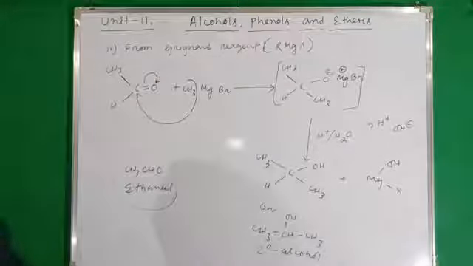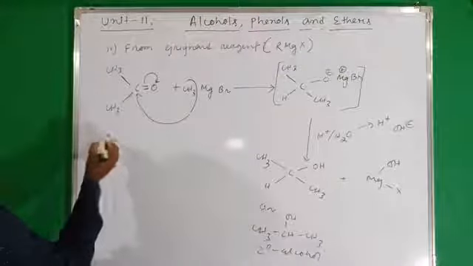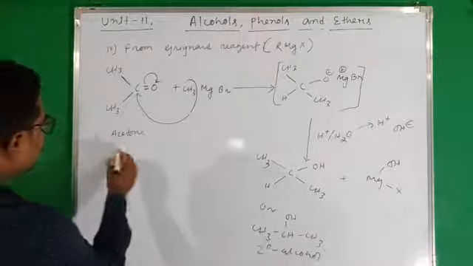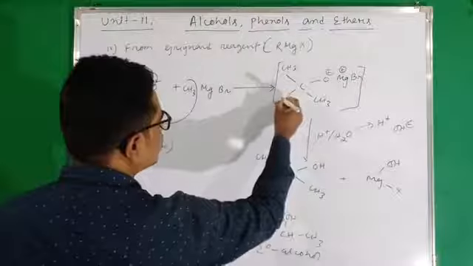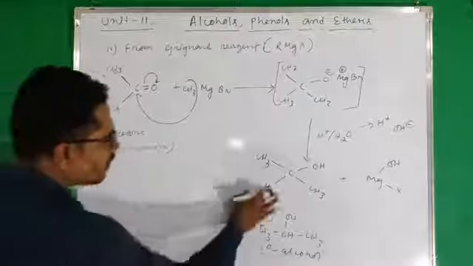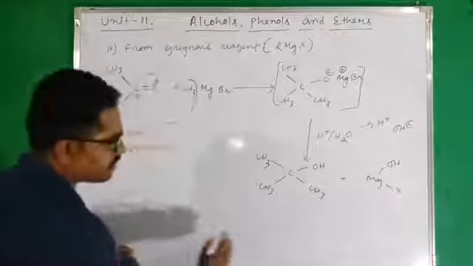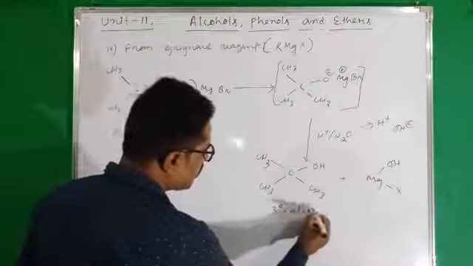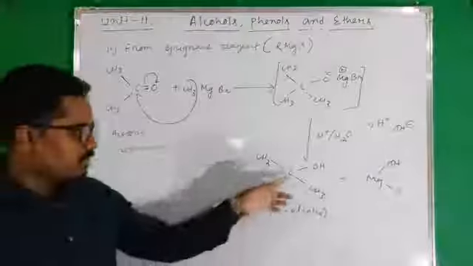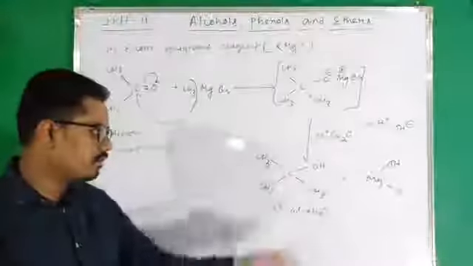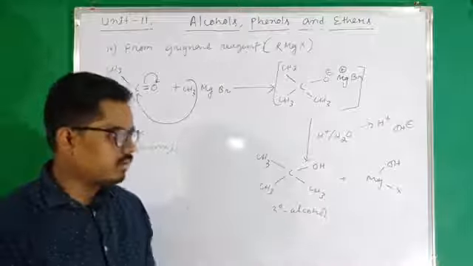And if we take a ketone, suppose we are taking acetone, or propanone, we have to put a CH3 group in this position, and again a CH3 group in this position, and we will get a tertiary alcohol. All these CH3 groups are attached to the carbon atom to which the OH group is attached, and therefore this carbon is a tertiary carbon, and the result is a tertiary alcohol.